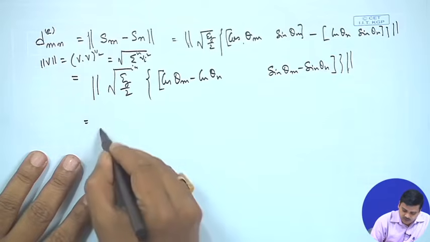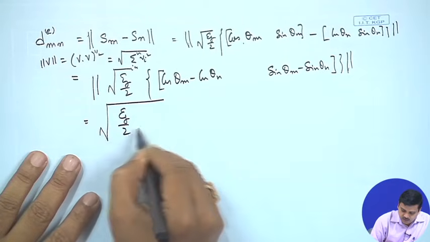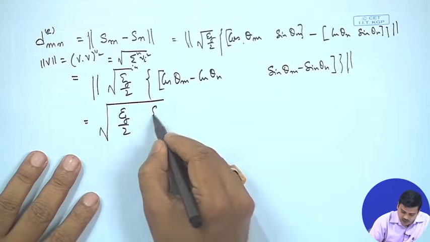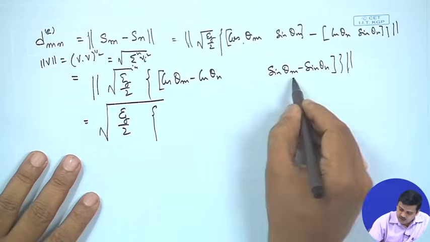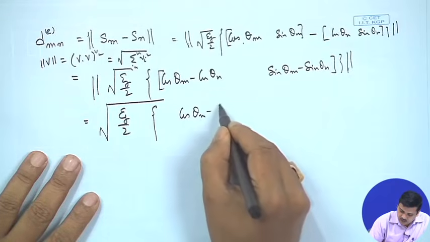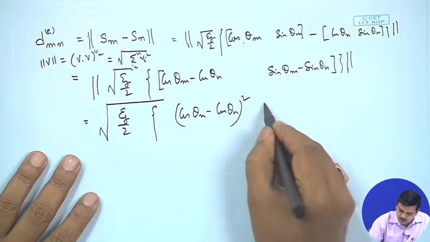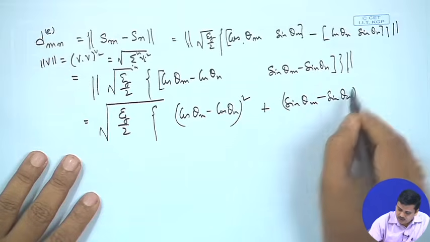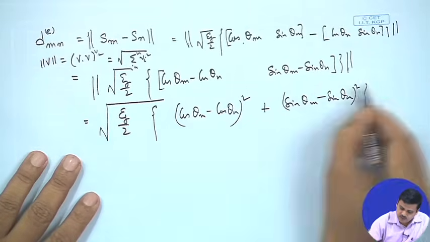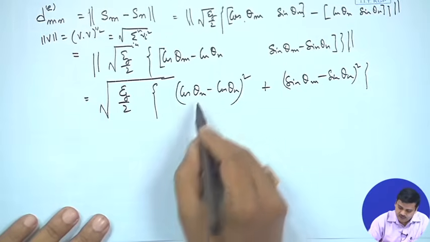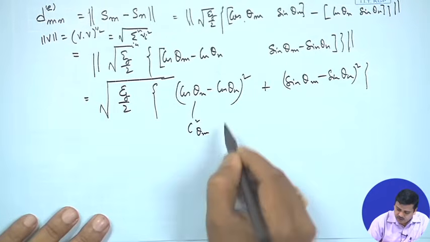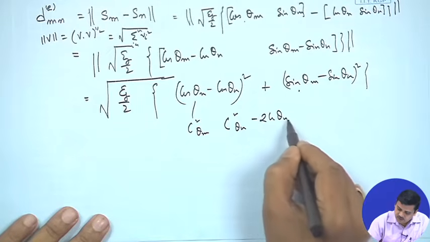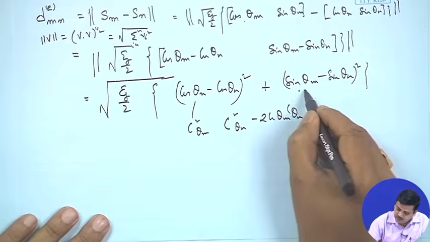So, going by this, we are left with the square root of Eg by 2, and you have this term squared plus this term squared, meaning cos theta m minus cos theta n squared plus sin theta m minus sin theta n squared, and a square root across the whole. If you carry this forward, you are going to get a cos squared theta m, a cos squared theta n, and minus cos theta m cos theta n, and the same with these terms.